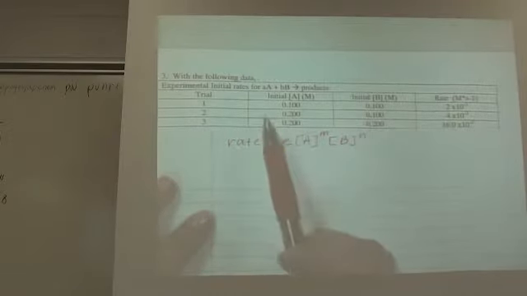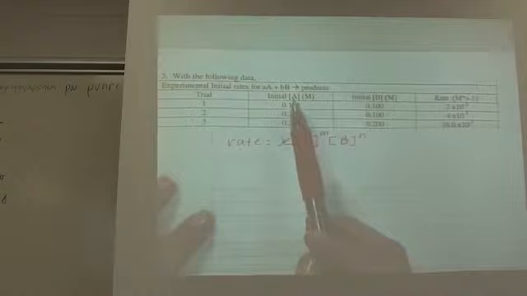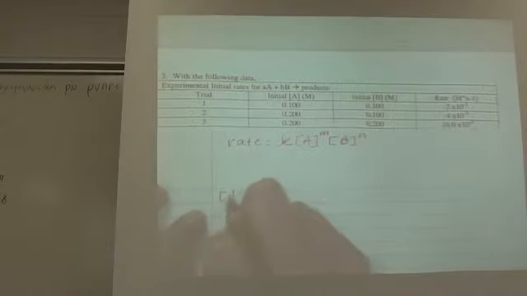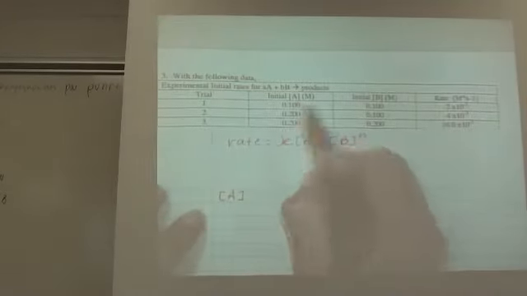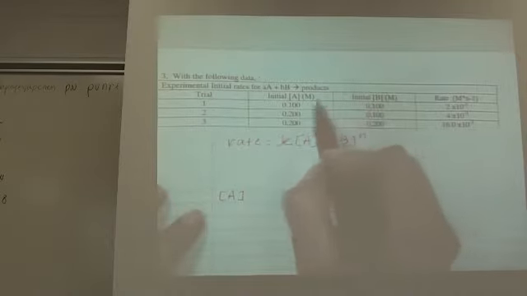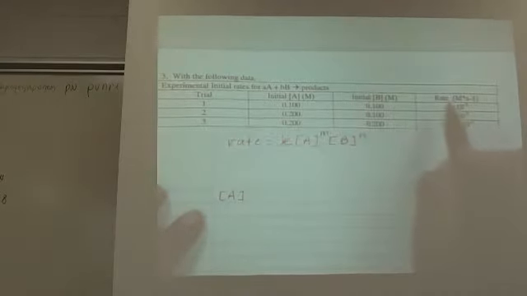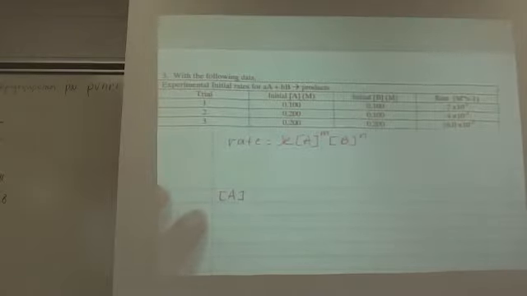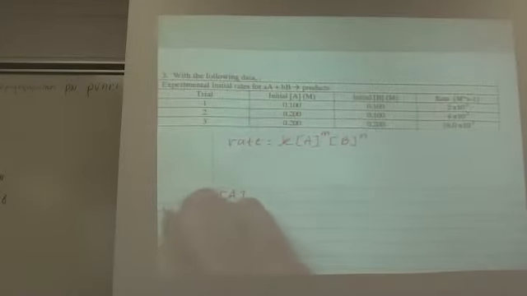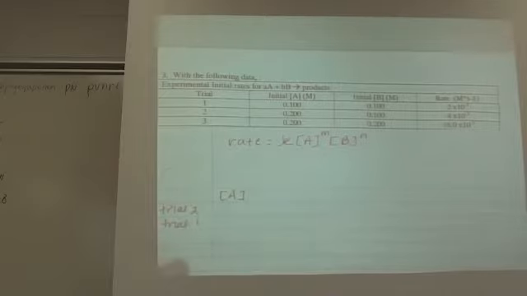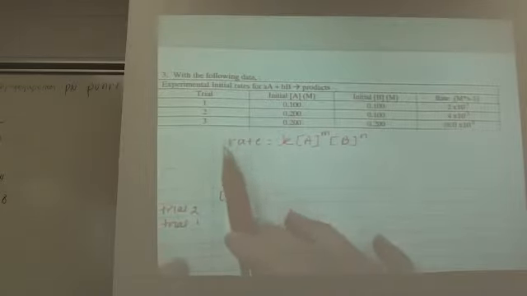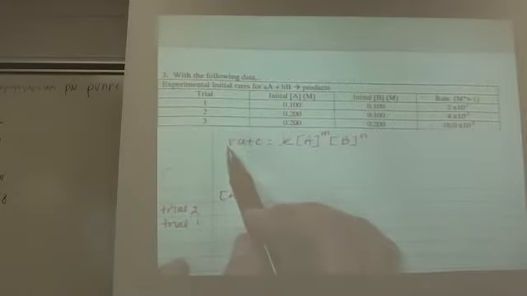So I need step 1 to evaluate A. I want A to change, but B to remain the same. So it's just the change in A that's reflecting the change in the rate. So I'm going to try trial 1 and 2. I'm going to put 2 on top because it's a bigger number. Trial 1 on the bottom because it's a smaller number. And then I'm just going to insert numbers into this rate law as much as I can.